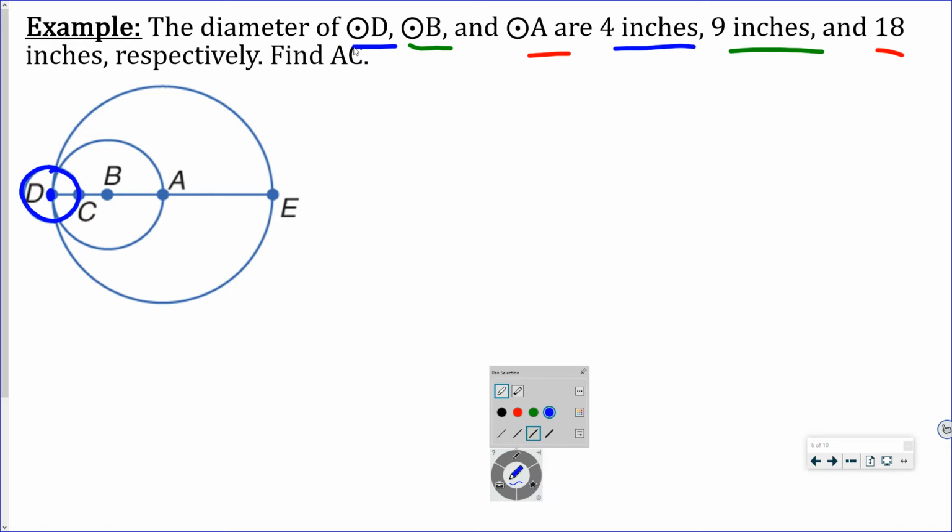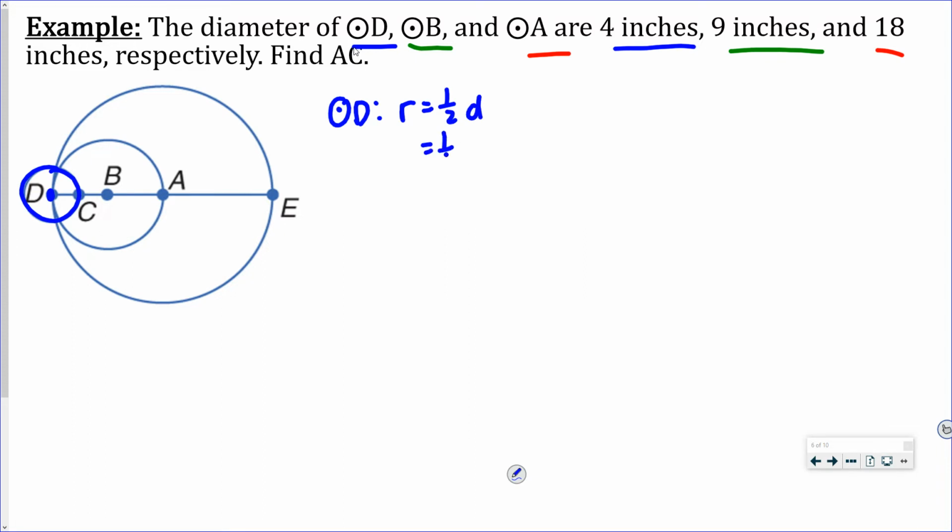Okay, the diameter is 4. So the radius is 2. So this little segment right here is 2.